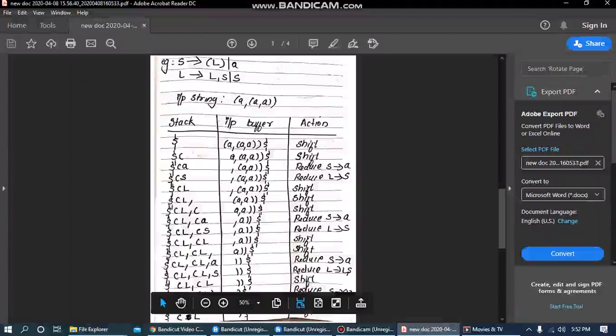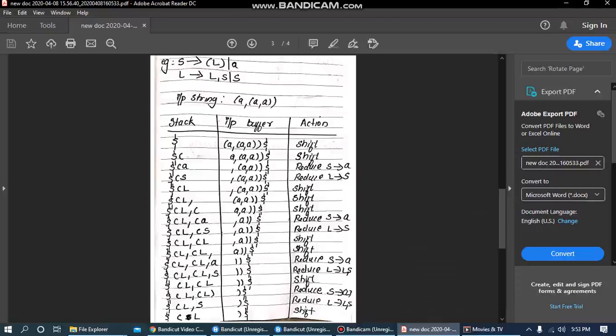Again we compare the elements in the stack with the right hand side of the grammar. There you can see L comma S. Yes, in the second production of the grammar, L gives L comma S. So reduce L gives L comma S, that is the action to be performed. In the place of L comma S you can write capital L in the next step, because in the second production you can see L gives L comma S. So in the place of L comma S, you can write capital L, and write the input buffer as it is.